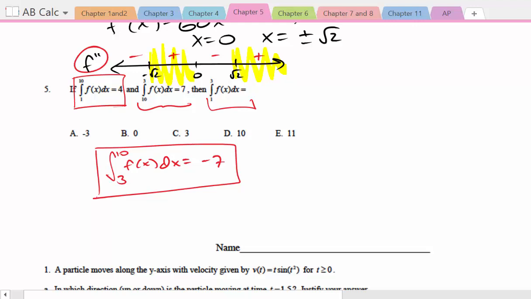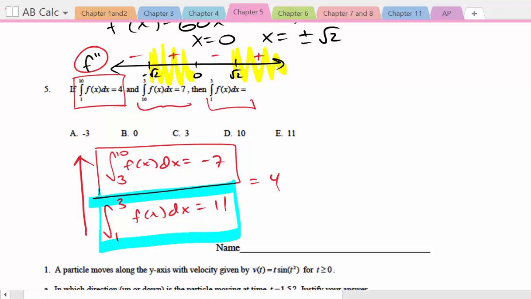So the question is, okay, if from 3 to 10 is negative 7, then how is the whole thing 4? Only if that missing piece from 1 to 3 is 11. Because 11 plus negative 7, then it connects from 1 all the way up to 10. This will equal 4 altogether. Well, this is the piece I was looking for. So your answer is 11.